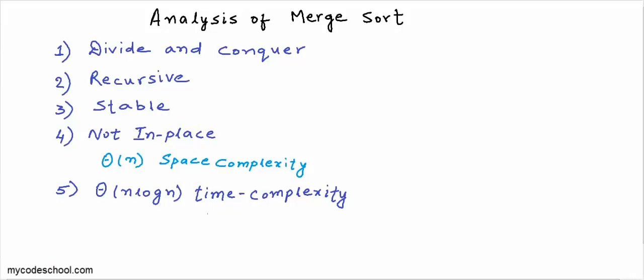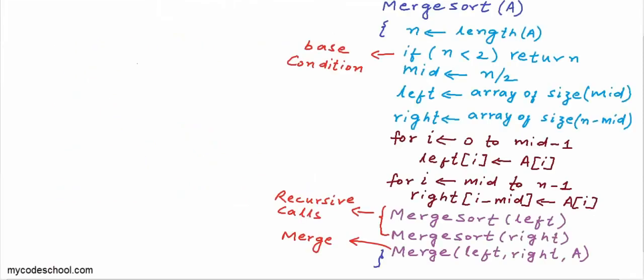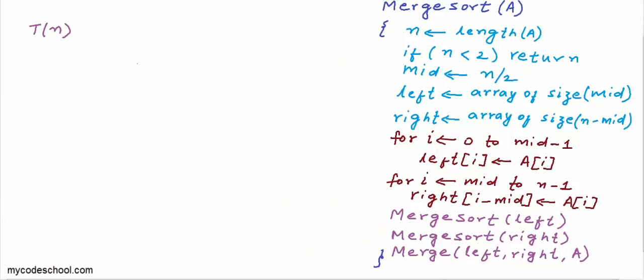Let us now try to deduce and understand the time and space complexity of merge sort. Let us first try to analyze the time complexity. We have the pseudocode for the merge sort algorithm here that we had written in our previous lesson. Let's say the time taken for an array of size n by the merge sort algorithm will be T(n). Let us now see how we can find an approximated expression for this T(n).